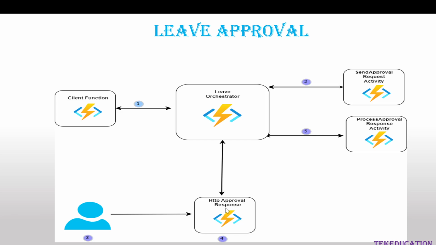This is not an activity function. This is another Azure function which will be triggered by the user interaction. And this HTTP approval response will send either the approve or reject status to the orchestrator function. Till that time, this workflow is in the pause state. Once it gets that response, it will resume the workflow, and then it invokes this process approval response activity. This could be like saving data to the database and sending an email notification to the user, etc.